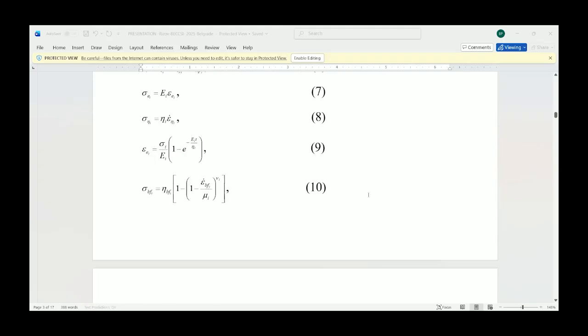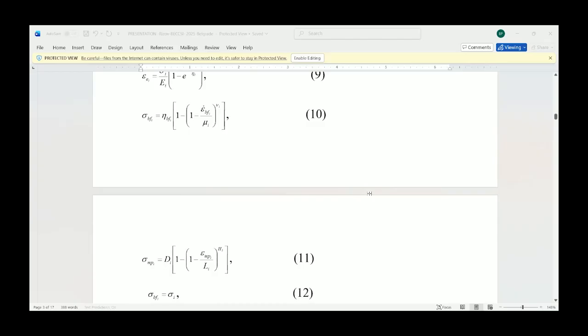Equations number 10 and 11 define the constitutive laws of the nonlinear dashpot and spring in the viscoelastic model. In these equations, sigma BFi and sigma MPi are the stress in the dashpot and the spring. Eta BFi, mu i, ni i, di, li, and hi are material parameters. The stress in the nonlinear dashpot and spring are equal to stress sigma i applied on the model.